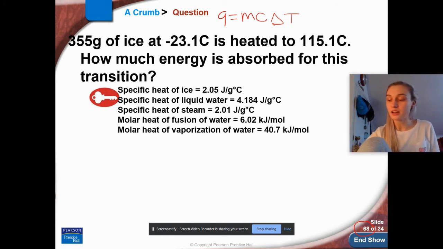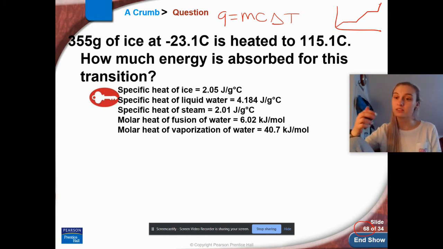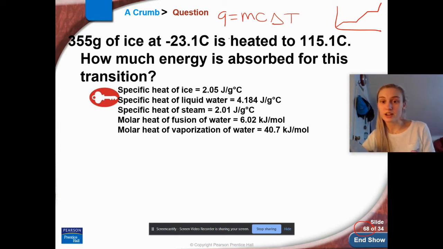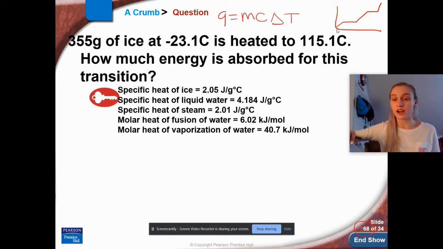Remember, that graph looks like this: it goes up, then a flat line, then up, then a flat line again, then up some more. Because of those flat lines, the temperature is not increasing there, so we can't use delta T at those points because temperature is not increasing or decreasing. That's when we have to do those conversions to find how much heat is released, or in our case, absorbed, to see how much energy is being used, okay?